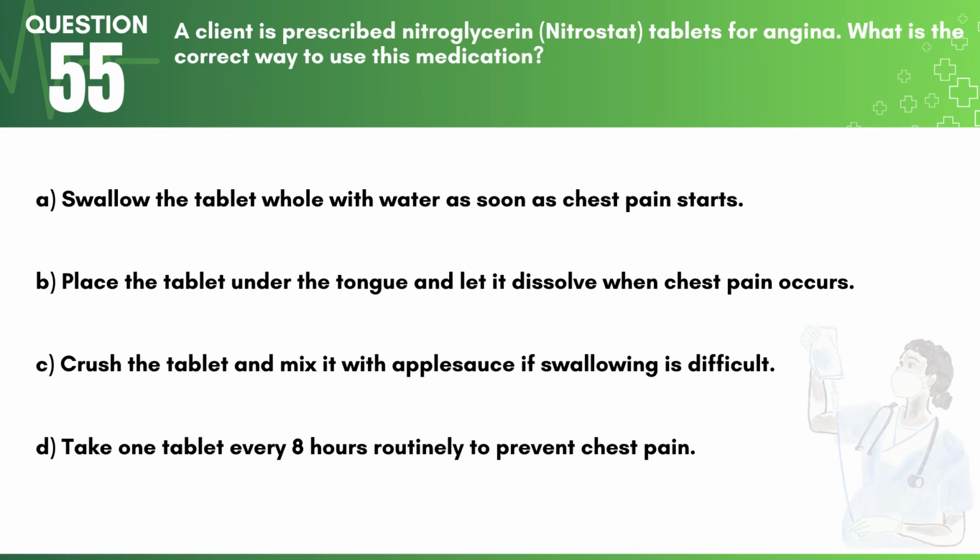Question 55. A client is prescribed nitroglycerin, Nitrostat, tablets for angina. What is the correct way to use this medication? A. Swallow the tablet whole with water as soon as chest pain starts. B. Place the tablet under the tongue and let it dissolve when chest pain occurs. C. Crush the tablet and mix it with applesauce if swallowing is difficult. D. Take one tablet every 8 hours routinely to prevent chest pain.